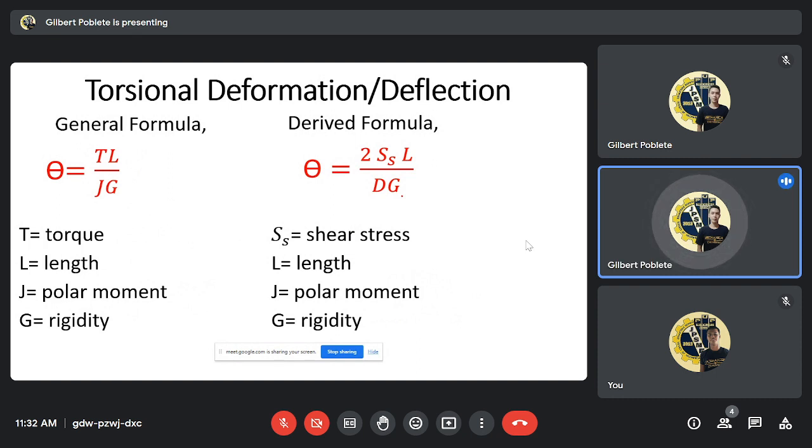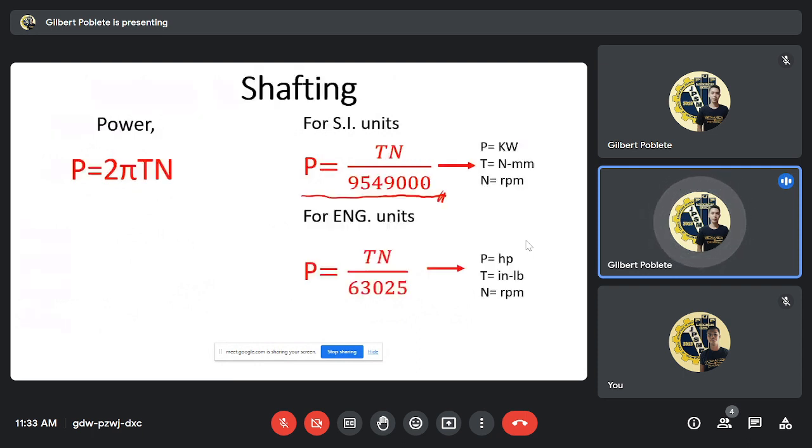So, for SI units, we have Tn over 9549000. So, dito ang gagamitin natin for power is, ang unit niya is kilowatt. Tapos sa torque naman natin is Newton millimeter, and for our speed is RPM. So for English units, we have Tn over 63025. Tapos yung unit naman ng power natin dito sa English is HP, and dito sa torque natin is inch pound. Tapos yung speed natin is RPM din. So ayan yung mga magagamit nating formula mamaya.